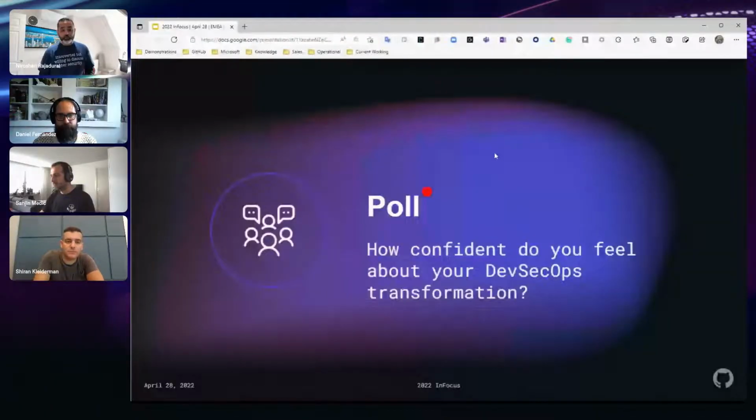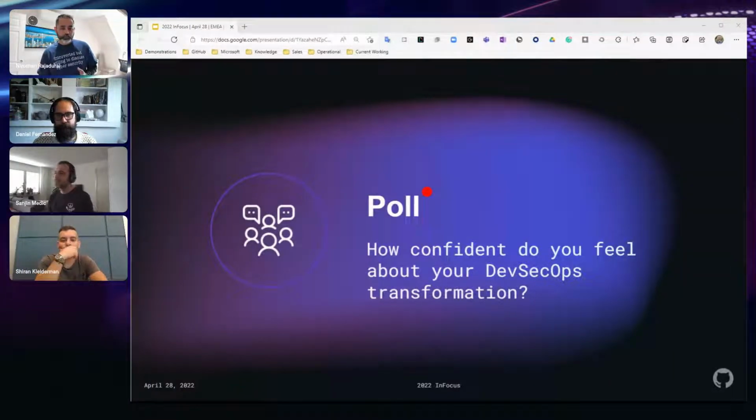Let's jump to the next question. So the next one was, should we have a poll before we go to the next question? We're really keen to understand from the audience now, how do you all feel about your DevSecOps transformation? How confident do you feel about it? Are you very confident, not confident, or do you feel mediocre about it?